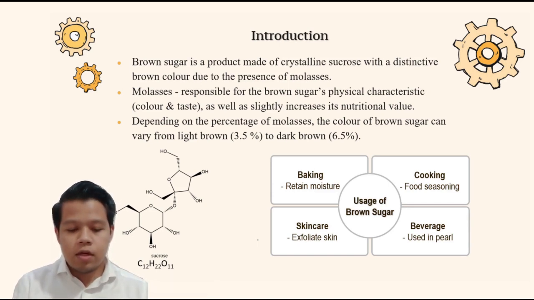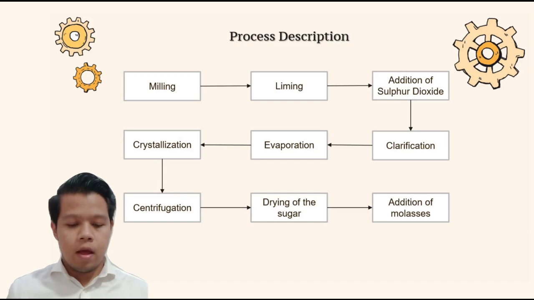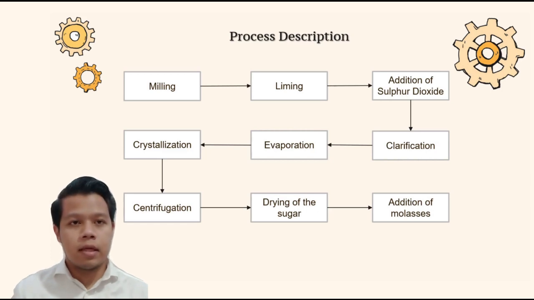Depending on the percentage of molasses, the color of brown sugar can vary from light brown at 3.5% to dark brown at 6.5%. Usage of brown sugar: first is in baking to retain moisture, second is cooking for food seasoning, third is skincare for lighter skin, and last is in beverages. Process description of brown sugar: first is milling the sugarcane, second is liming and addition of sulfur dioxide for purification, next is clarification, evaporation, crystallization, centrifugation, drying of the sugar, and addition of molasses.